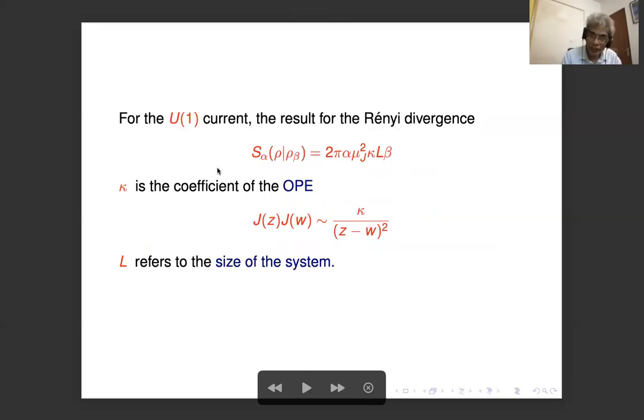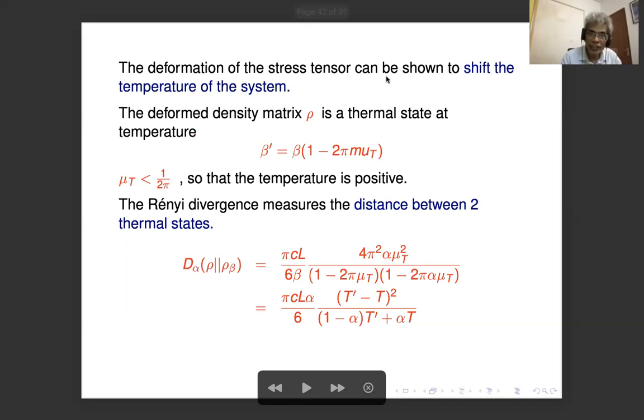And for instance, for the U1 current, okay, the answer is a little boring, but still, this is the exact answer, actually, for that Rényi divergence, the alpha parameter object. This is the exact answer, and all it depends on is this OPE of the JJ current. For the stress tensor, it's a little bit more interesting. Now, this is mu actually.